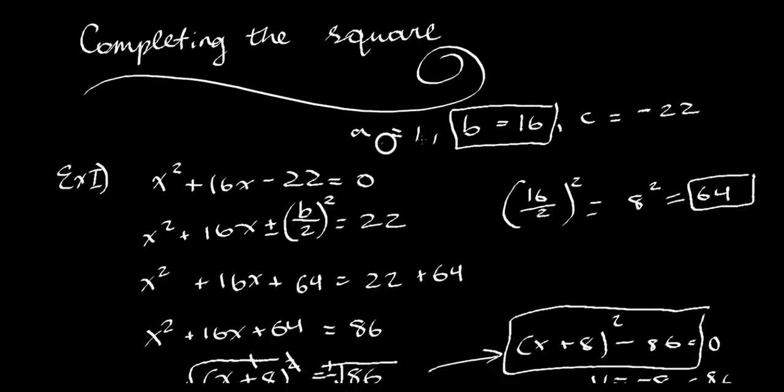Just remember to label your a, b, and c. Try to eliminate all your coefficients in the front, to factor it out. And this value that you're looking for is b divided by 2 squared.